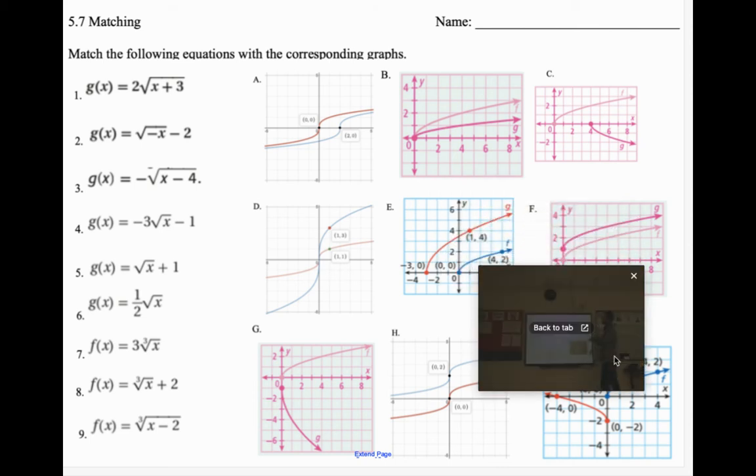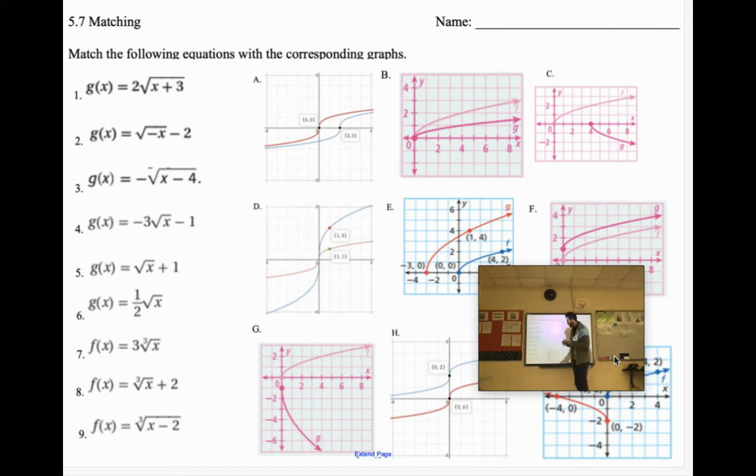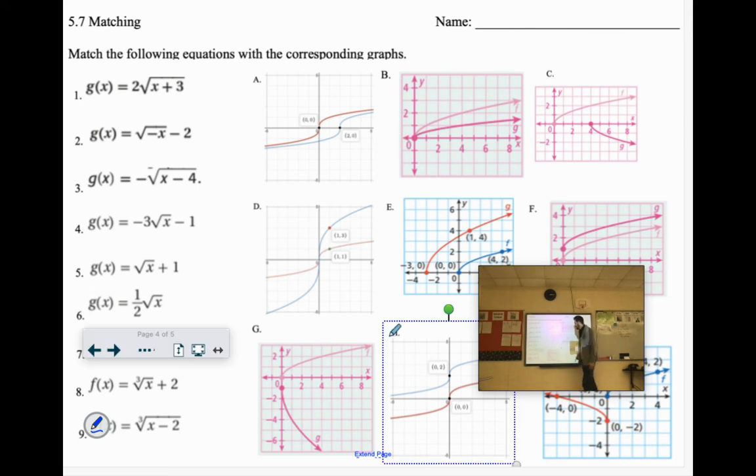So I'd say look for things that jump out at you. I see that the bottom 3 are all cube root ones, which are the S-shaped ones, like A or H or D. So these 3 are going to match up with 7, 8, 9 for sure. We can knock that out. So like 8, I see it's got a plus 2 outside of it. That would be shifting it up 2. So between A, D, and H, which one is shifted up 2? H, if you look, goes from 0, 0 to 0, 2. So H is handled. That was this one here.